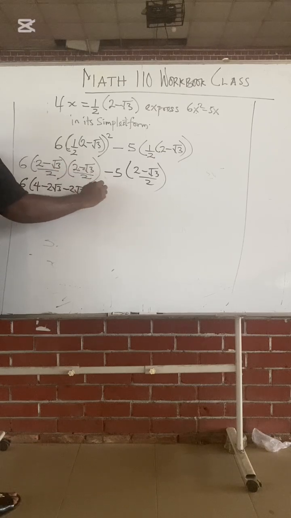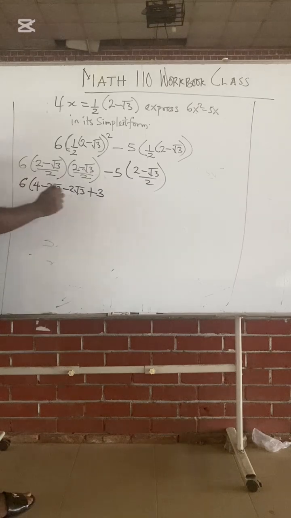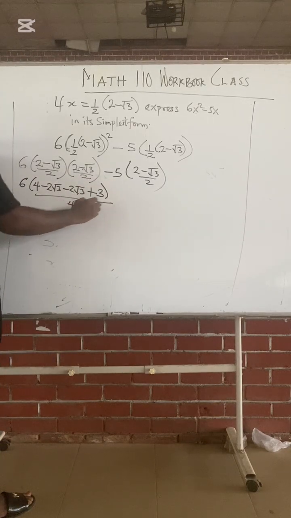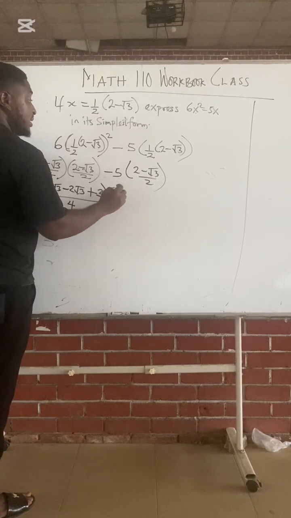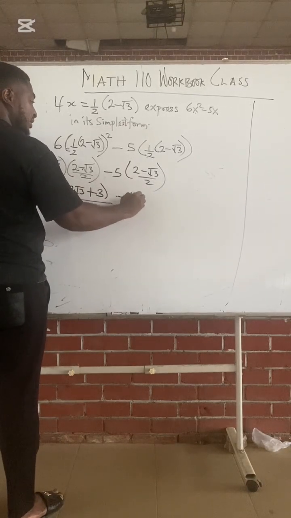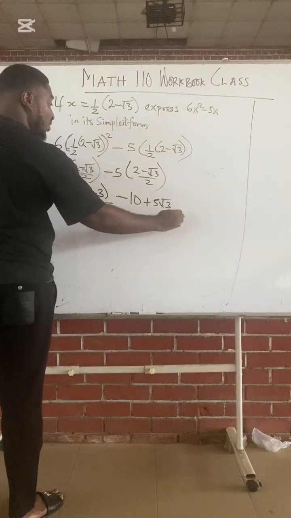Root 3 times root 3 is 3. Class, when multiplying two surds of the same element, the answer is the element. All over 2 times 2. Let minus 5 expand this bracket. Minus 5 times 2, minus 5 times minus root 3, plus 5 root 3, all over 2.